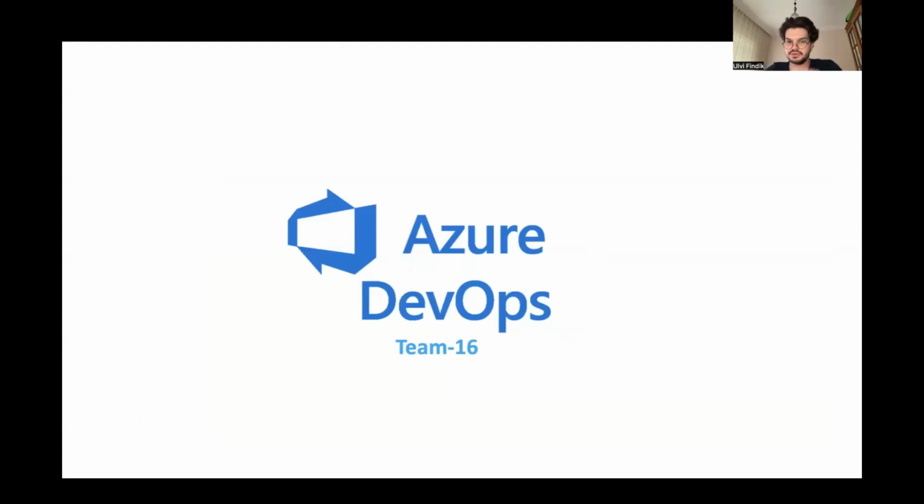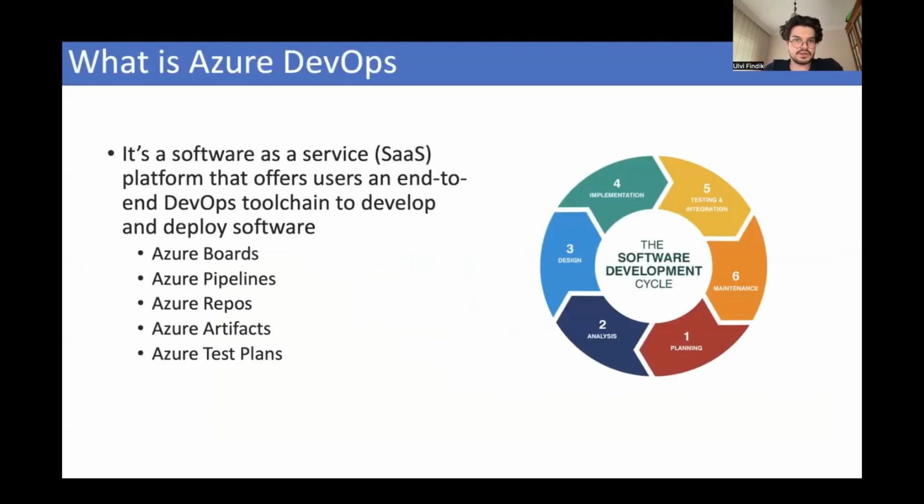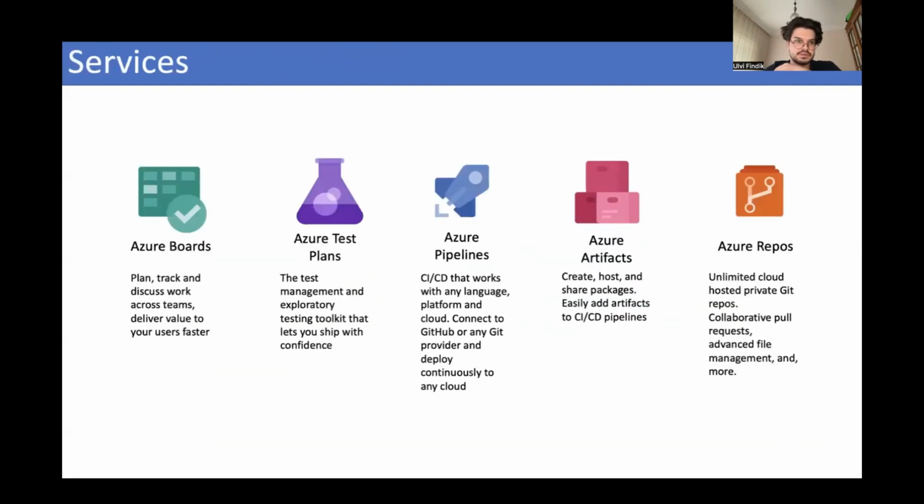Today I will be introducing you to Azure DevOps. So what is Azure DevOps? It's a software as a service platform that offers users an end-to-end DevOps toolchain to develop and deploy software. So in a way, it's a collection of services instead of a single service, and each service has its own purpose. So what are those services? Azure Boards, Azure Test Plans, Azure Pipelines, Azure Artifacts, and Azure Repos.